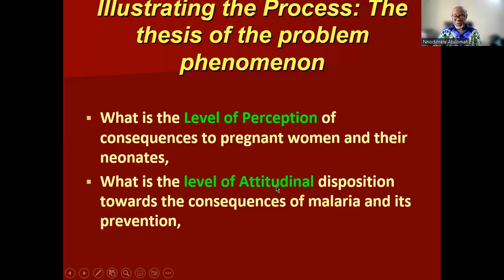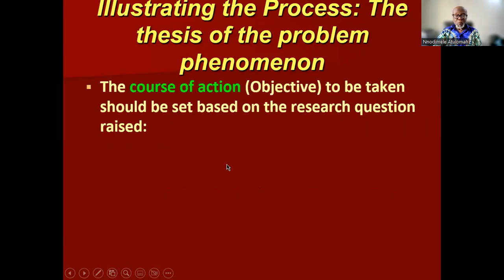Now, note that attitudes are difficult to measure because we do not have any instrument that measures attitude directly. So we can only survey the attitudinal disposition of the individual being recruited into the research. And then this sets the course of action, the specific objective to be taken. This is based on the research questions that I raised.